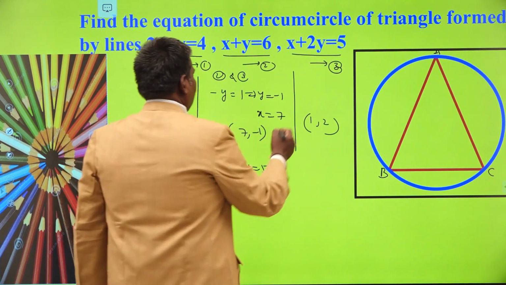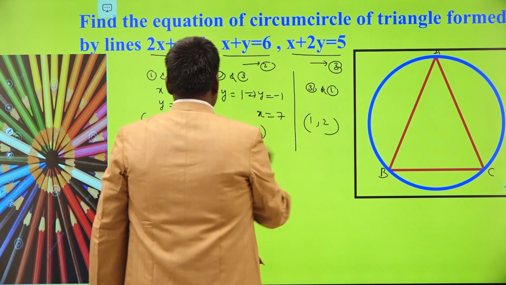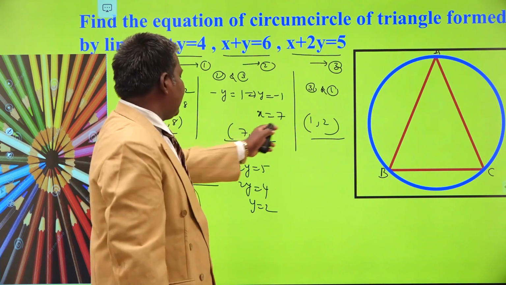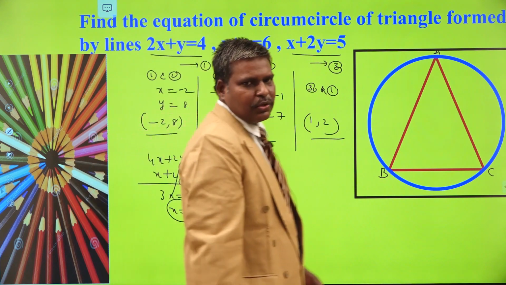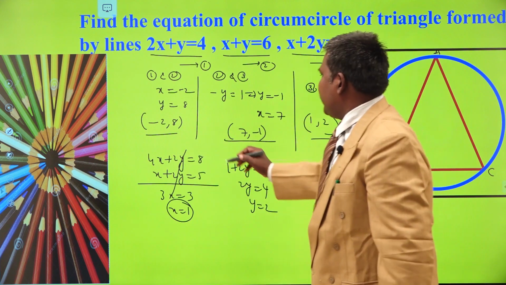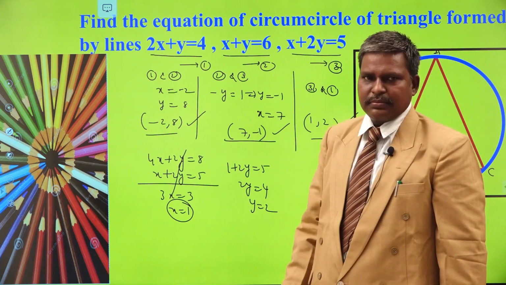What is this? The third point, found by solving 3 and 1. So, you have the 3 points: (-2, 8), (7, -1) and (1, 2). Can you proceed to the next step or not? By using these 3 points, you can easily find the equation of the circle.